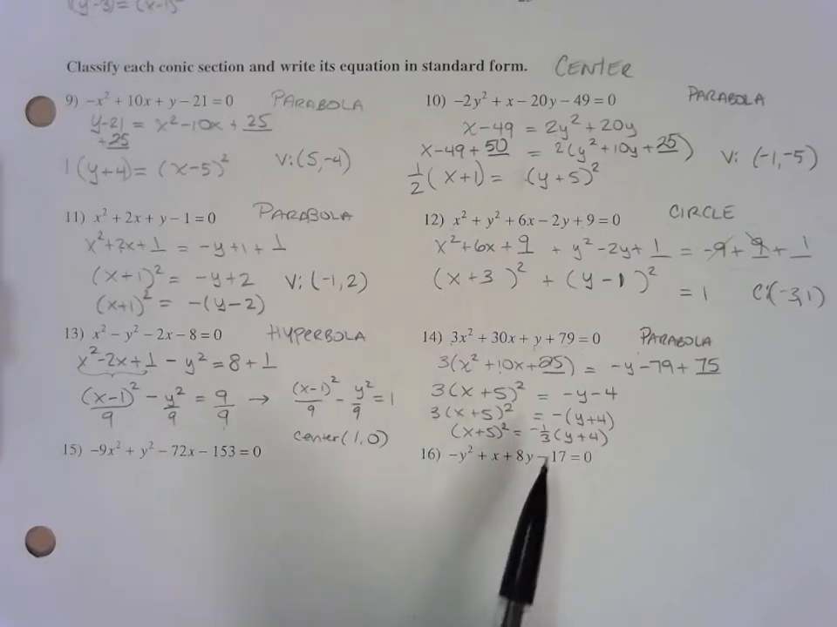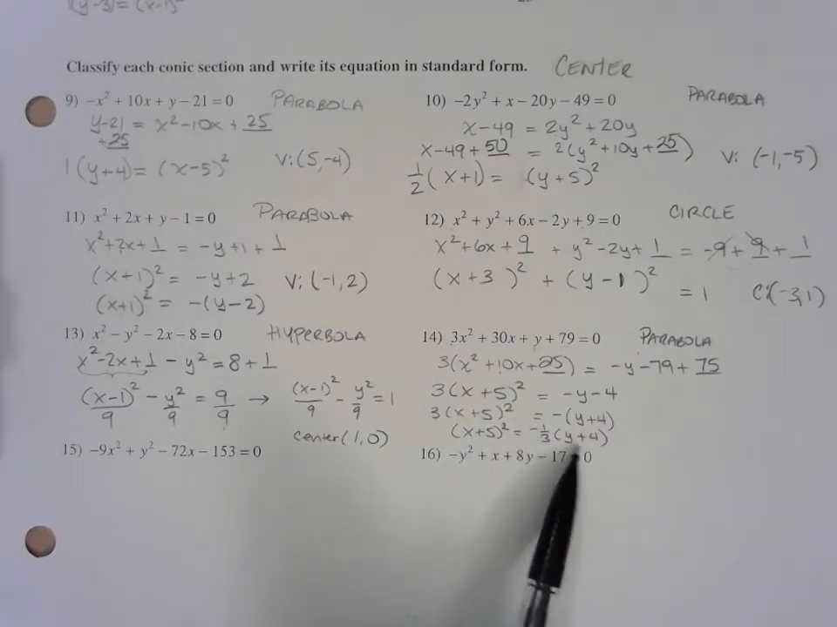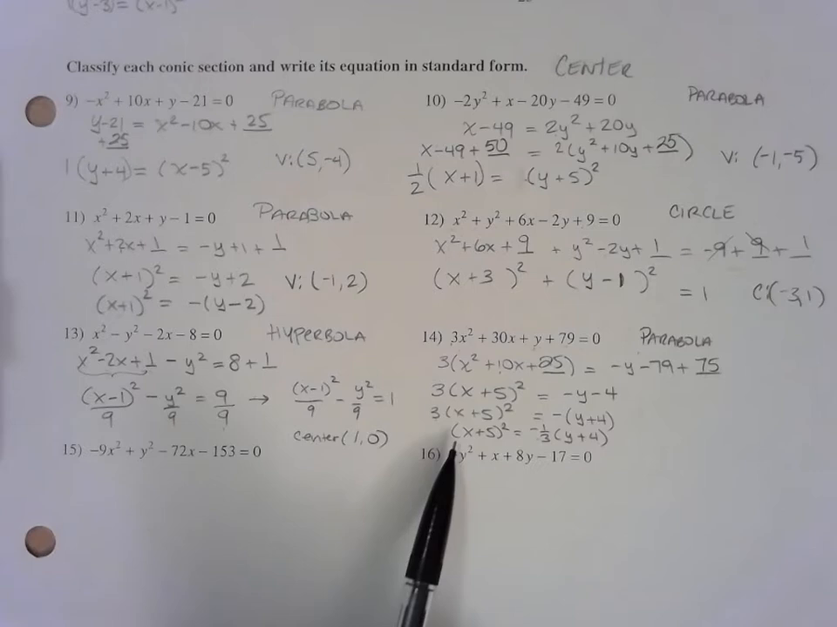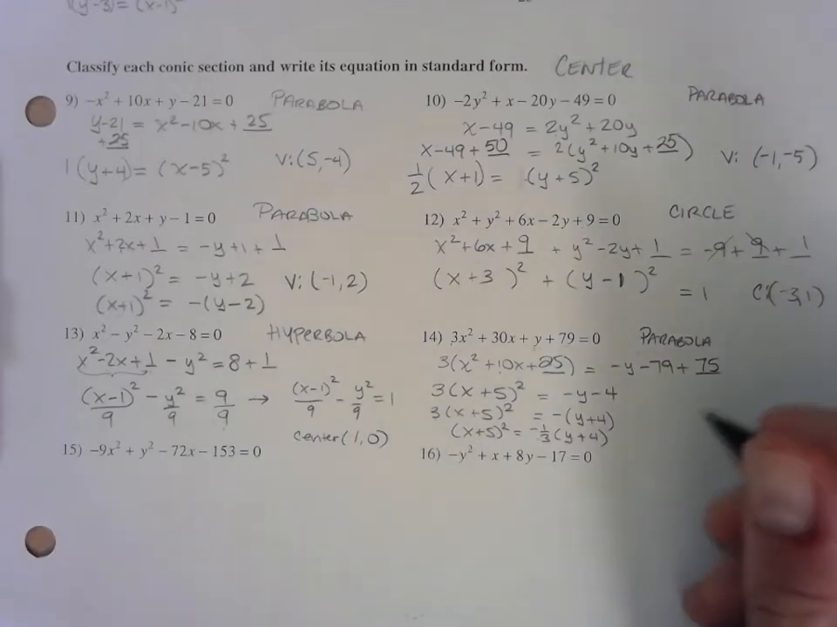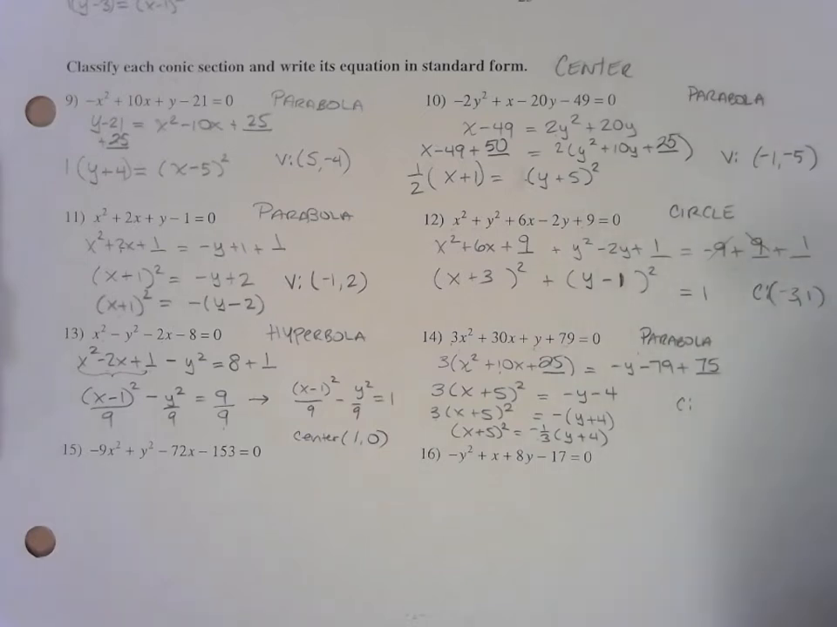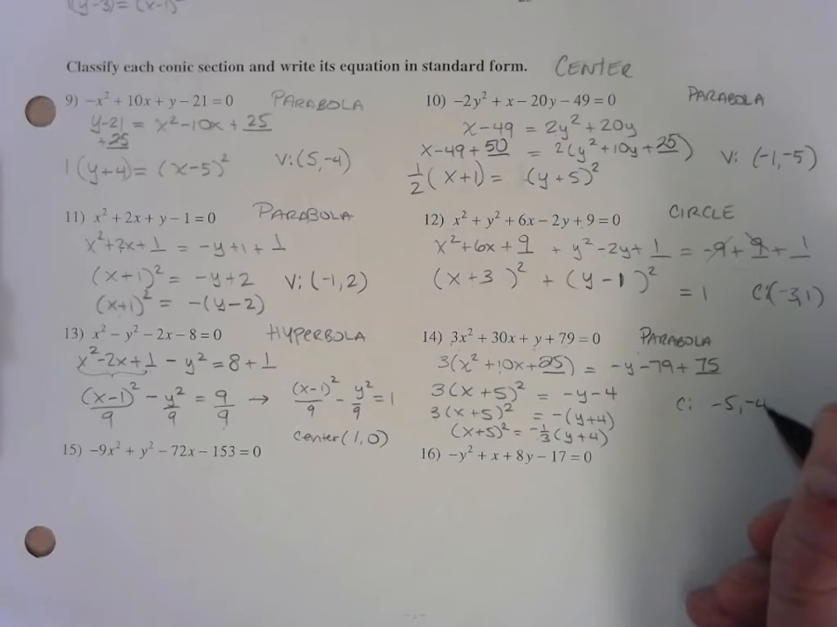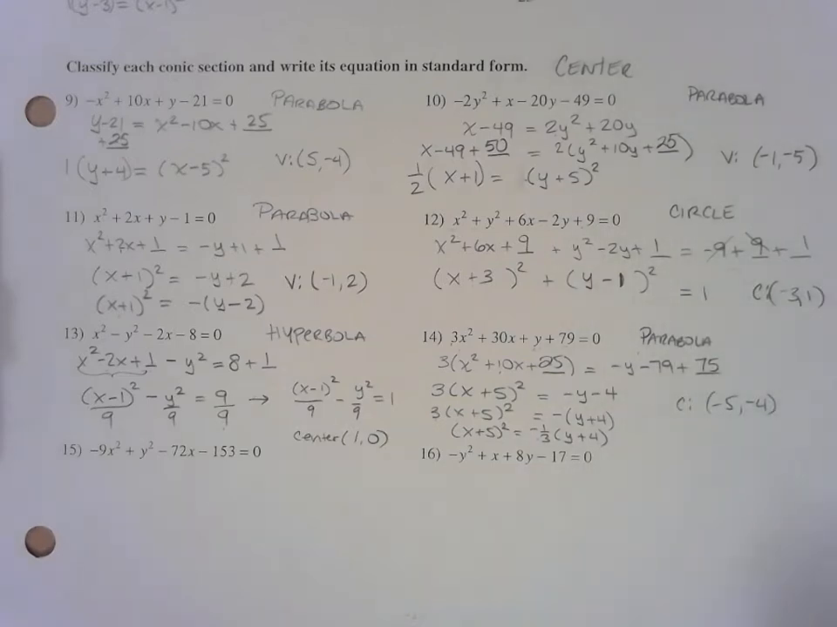So now we have 4p, the quantity of y, equals the x squared. Where's the center, where's the vertex of this parabola? -5, -4. We call that the center. Really, we call it a vertex. Alright, 2 more to go.